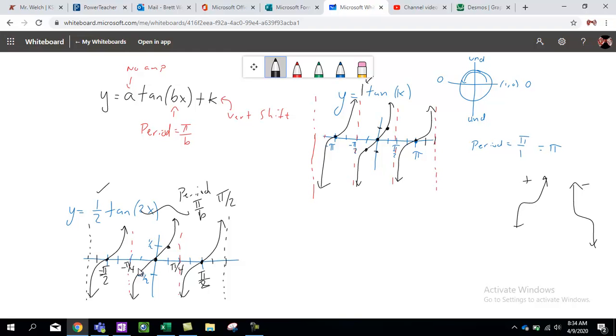And that's it, guys. That's all it takes to graph a tangent. They're all very, very similar, and you only have about 4 or 5 of them to do. So good luck, and see you during live chats.